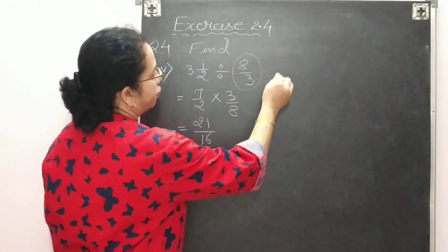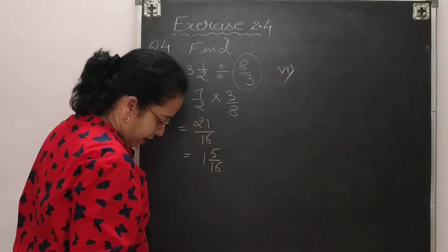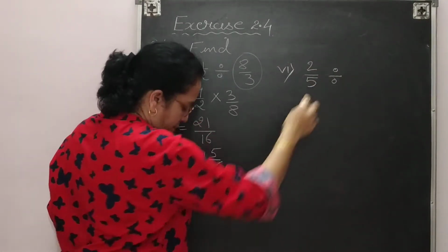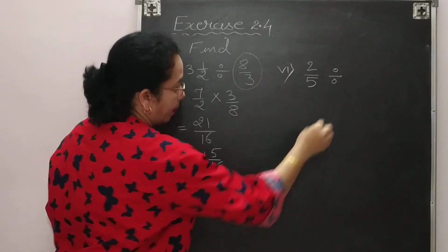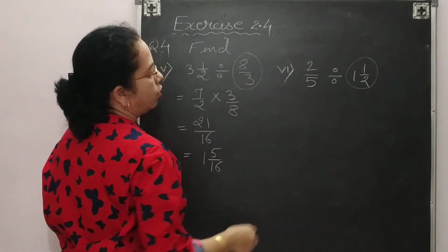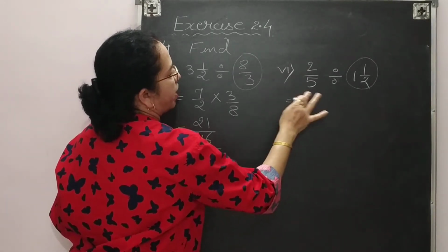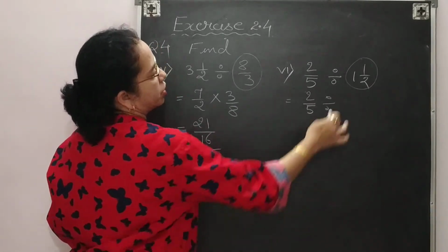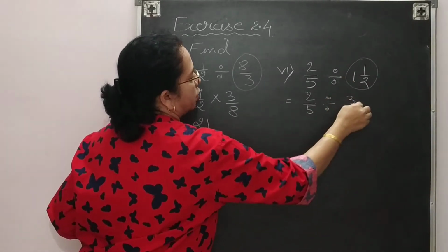Okay. Go for the next sum, that is the sixth one. 2 upon 5 divided by 1 is to 1 by 2. So we will take the reciprocal of that number. But since a mixed fraction is there, first we will convert into an improper fraction. 2 1s are 2 plus 1, 3 upon 2.